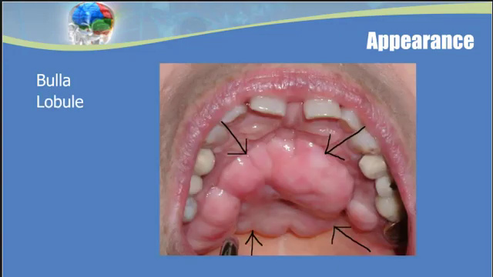The second one we're going to talk about is lobule. This is going to be a smaller segment of a larger lesion. Sometimes those segments are fused together. So in this picture, we see a very large palatal torus that has multiple lobules. So here you see a lobule of a larger torus, and then all these lobules are kind of fused together to create the bigger tori.